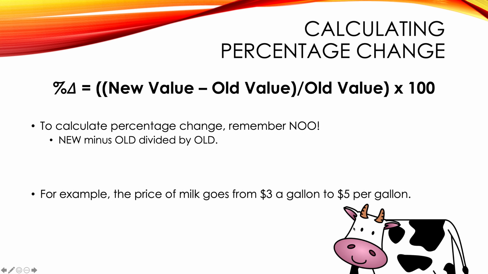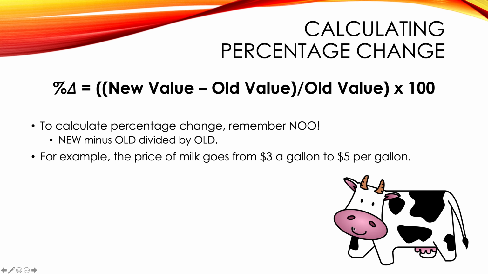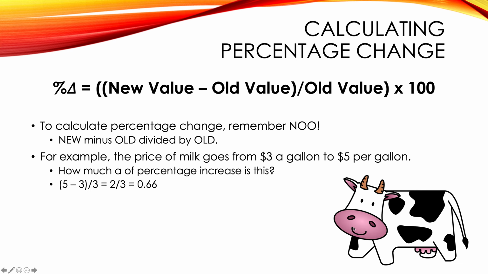So, for example, the price of milk goes from $3 a gallon to $5 a gallon. The question one would ask is, how much of a percentage increase is this? And so here's how we would calculate it. We take our new value, which is 5, that's a result of the change, subtract our old value, which is $3, which is what it was before, and then we divide the answer to that by the old value again, which again is $3.